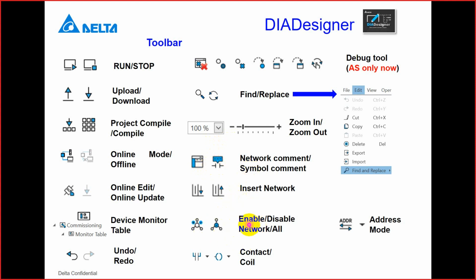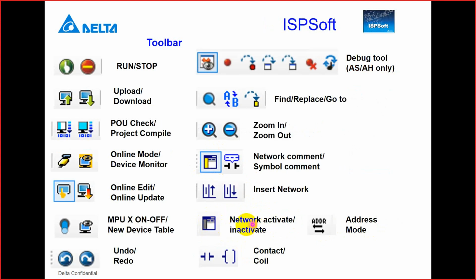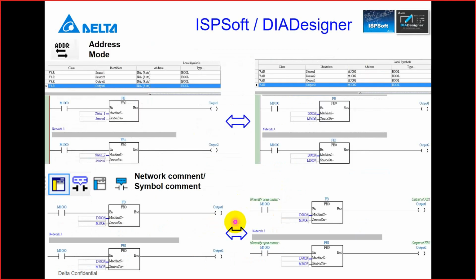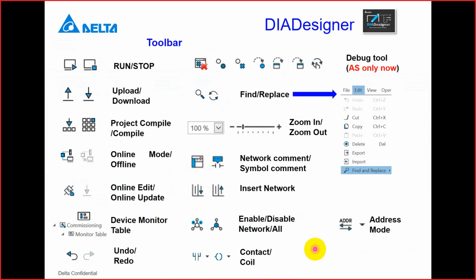Okay, and this one is for enable and disable network and address mode. So this part is also slightly different. You can see this one is for network activate, inactivate, some difference. Okay, here I already mentioned the address mode. Then here's for the network comment or simple comment. Not sure, any questions?